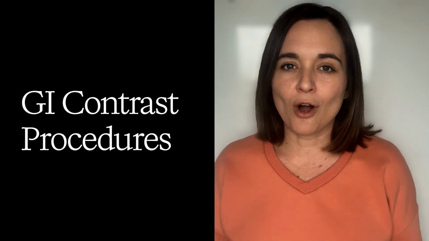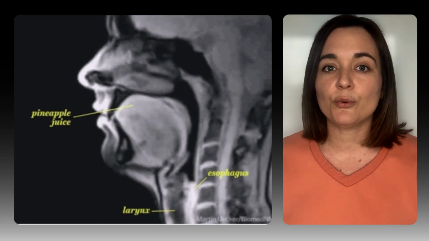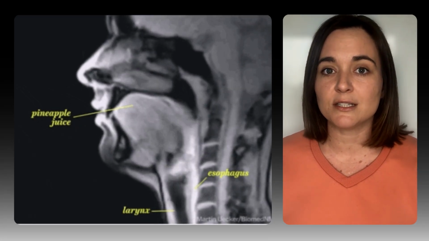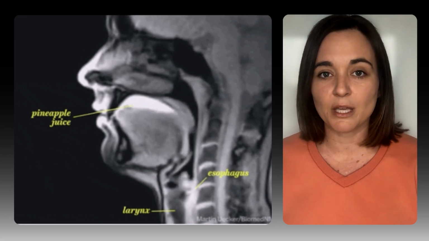Section 1. What are GI contrast procedures? GI contrast procedures help us visualize the structure and function of the digestive tract, from the mouth all the way down to the rectum. We use contrast media to coat or fill the inside of the GI organs, making them pop against the background on X-ray or fluoroscopy.